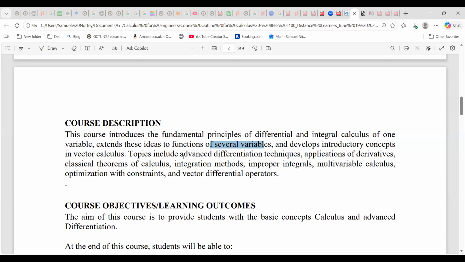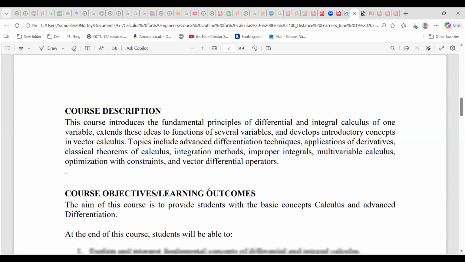So we'll be looking at some advanced differentiation techniques, its application, and then some theorems of calculus, integration, improper integrals, multivariable calculus, optimization with constraints, vector differential operators. So these are the course content. These are the details of what the course is all about.